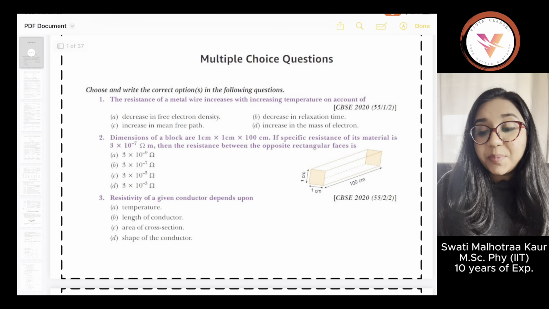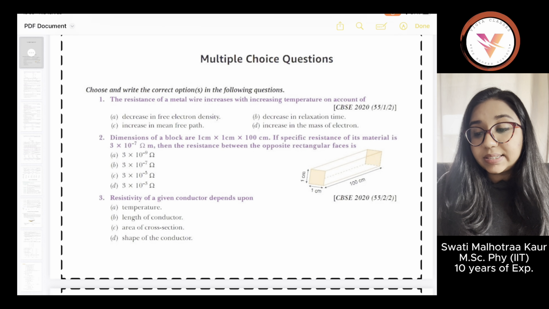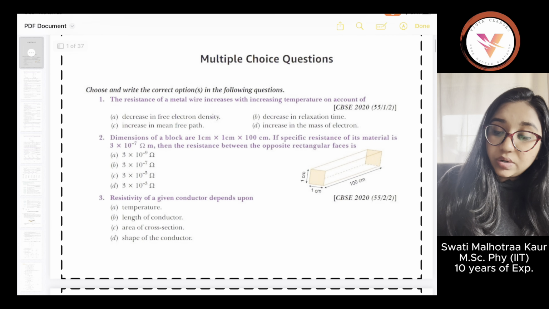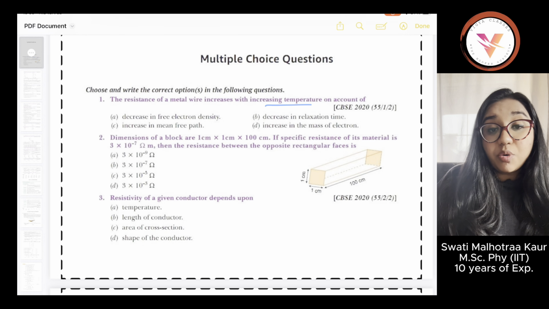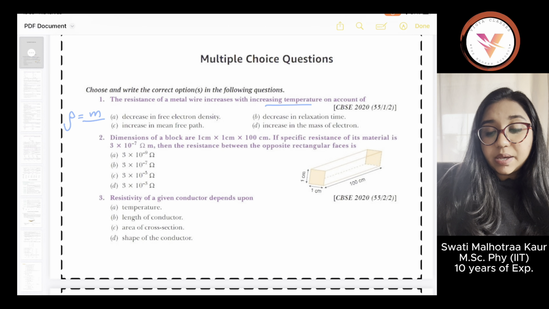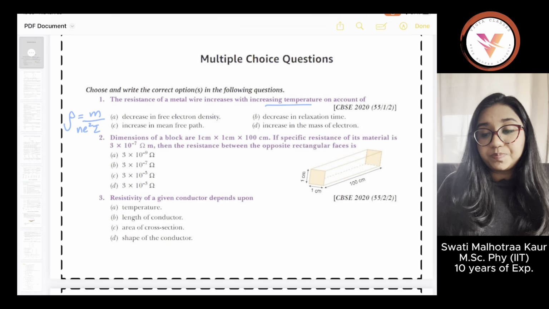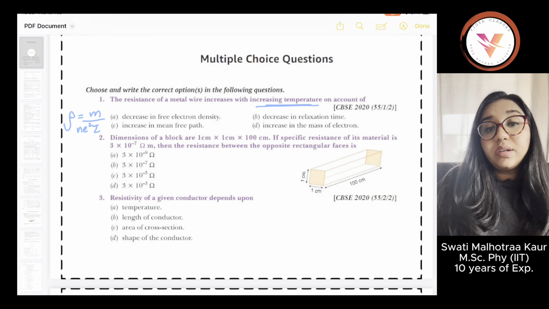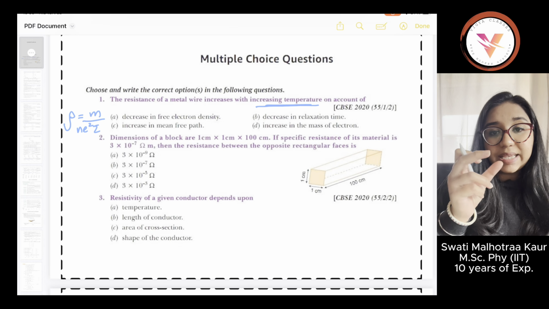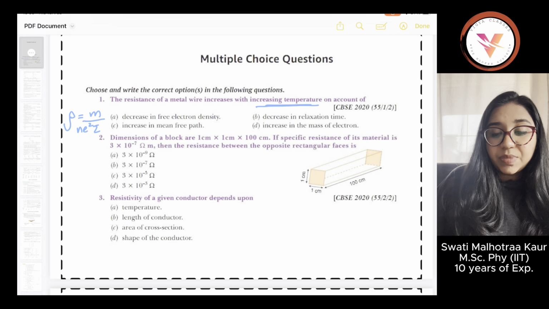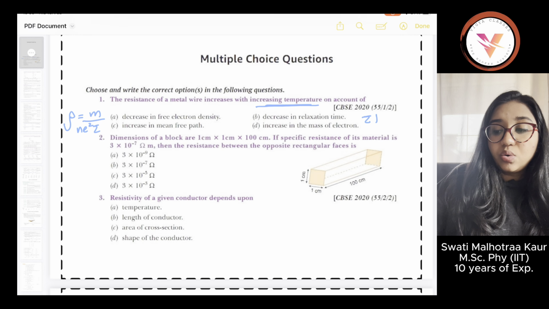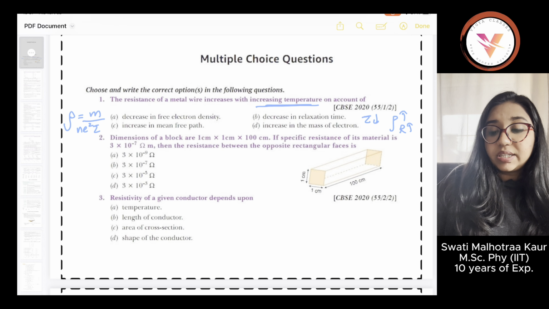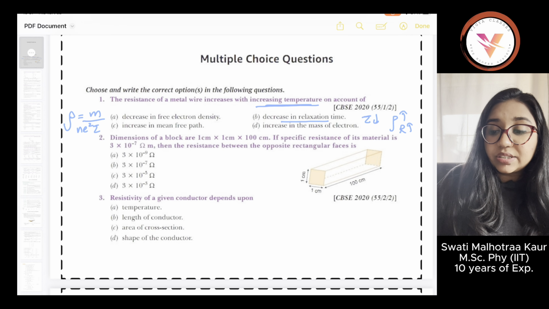Okay, so your first question is: the resistance of a metal wire increases with increasing temperature on account of. Resistance with temperature has a dependence on resistivity. The formula of resistivity is m upon ne square tau. When the temperature increases, the collision between the electrons also increases and the time duration between each collision decreases. That is, your relaxation time tau decreases, which increases the resistivity. So if resistivity increases, resistance increases, and this is due to decrease in relaxation time.